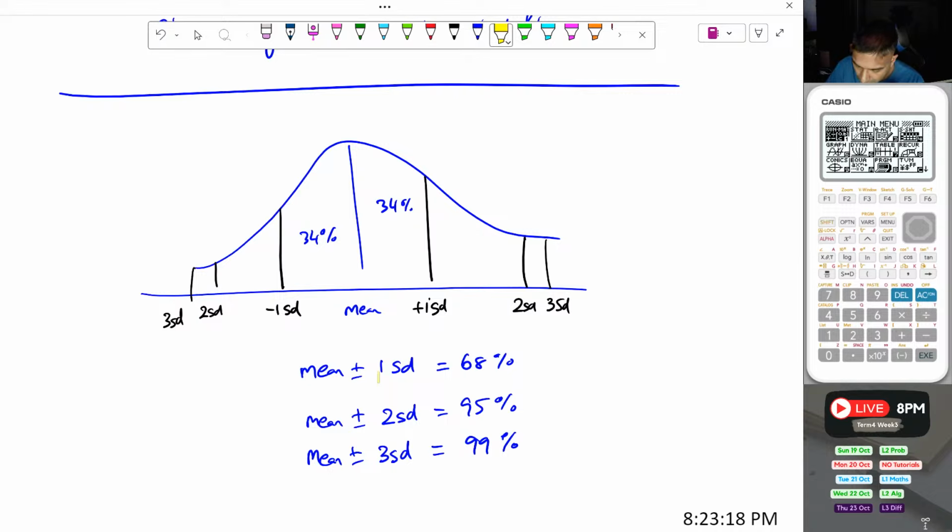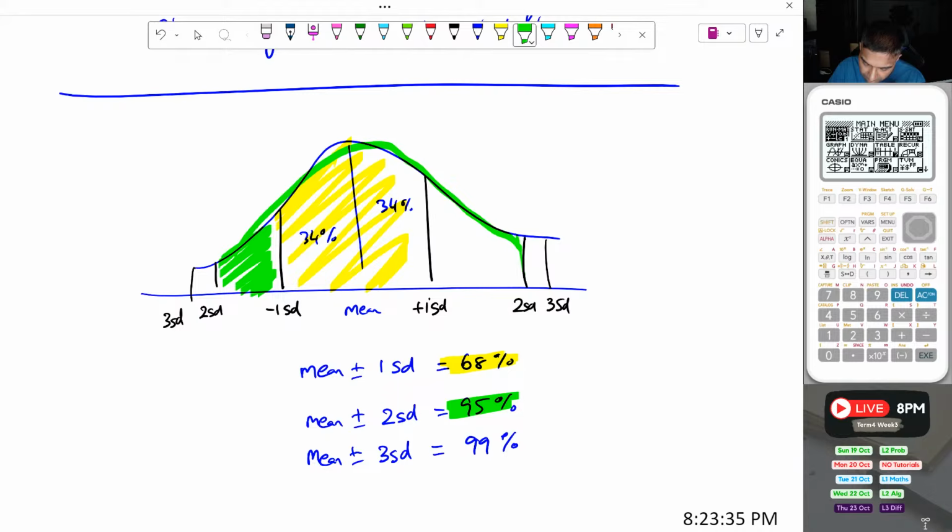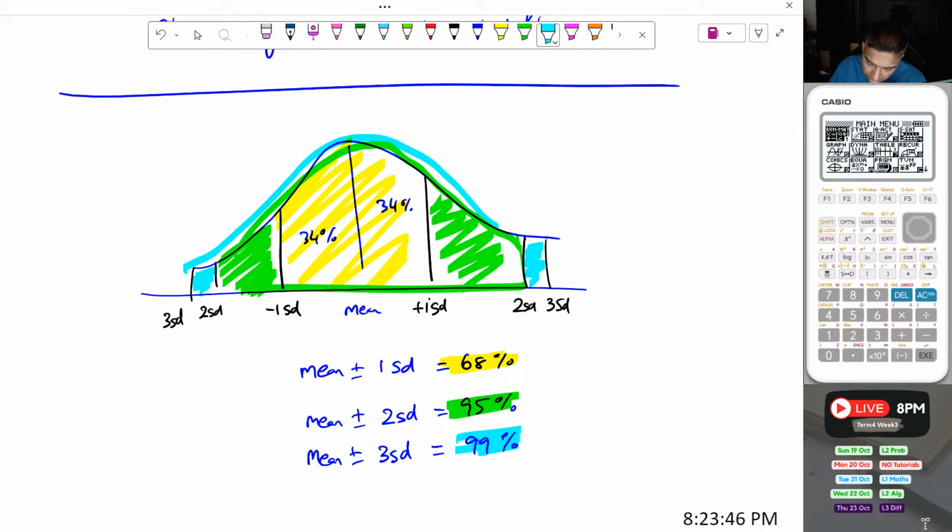All right. So if you go within 1 standard deviation, you're going to cover 68% of all the data you're working with. Now, if you decide to go with 2 standard deviations, you will cover 95% of the data. So that's pretty much all of this and this. And then if you actually end up going 3 standard deviations, you're going to cover 99%, including all of this blue part here.